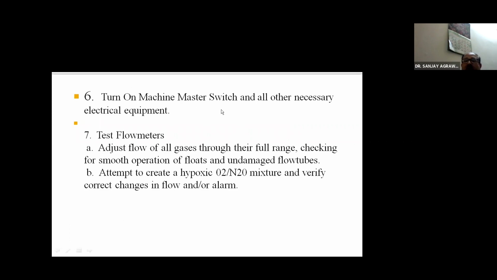Turn on the master switch and all the necessary electrical equipment should come on. Test the flow meters, adjust flows of all gases through their full range, checking for smooth operation of floats and undamaged flow tubes. Attempt to create a hypoxic mixture and verify the correct changes in flows and or alarm.